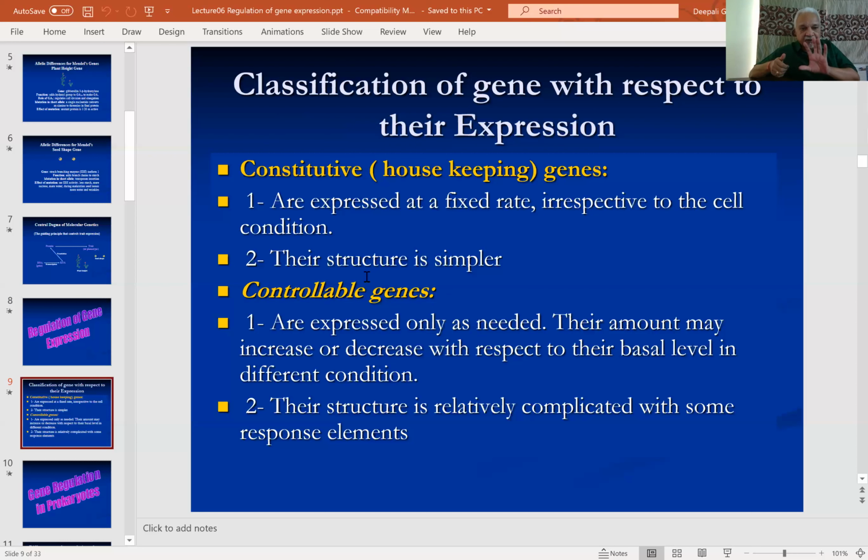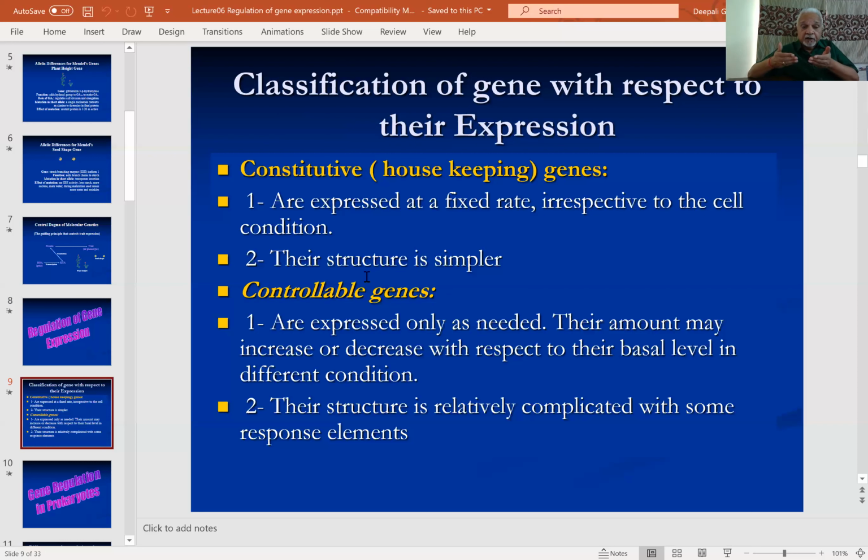So there are four kinds of activities you have in the controllable group of genes: either a gene which is not expressing in the cell starts expressing, or it stops expressing, or it is overexpressed or underexpressed. And all these four kinds of expression control are highly regulated, and we have a clear-cut understanding about most of these phenomena that happen.